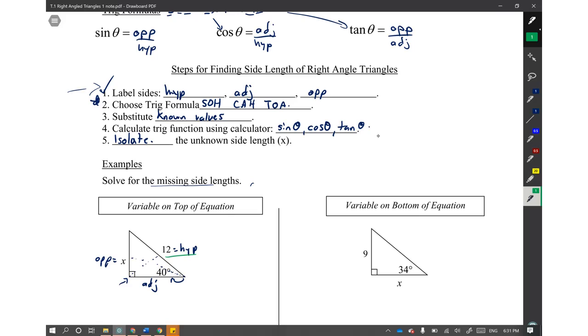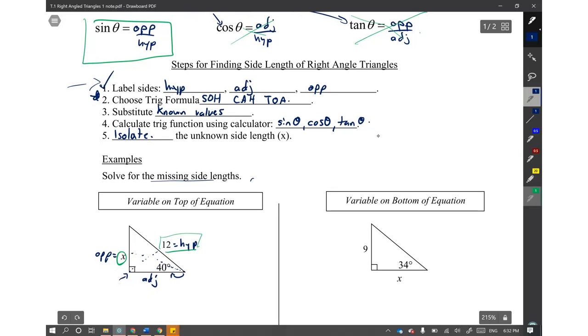I know that my opposite side is labeled x. That's what we're looking for. So we're going to want to make sure that both of these sides are in the formula we choose. So we're going to choose the only one up here that has opposite and hypotenuse. We notice our cosine theta has adjacent and hypotenuse, so that's not it. Our tan theta doesn't have a hypotenuse in it, but our sine theta has sine theta equals opposite over hypotenuse. So that's going to be the one we choose. We'll always write out the formula here: sine theta equals opposite over hypotenuse.